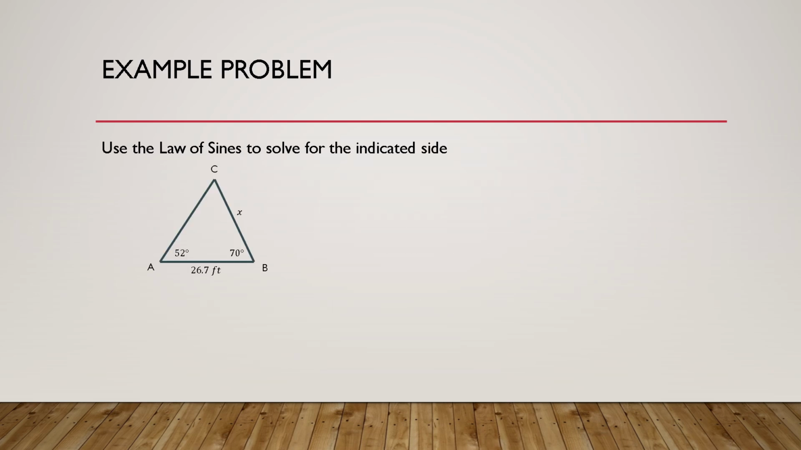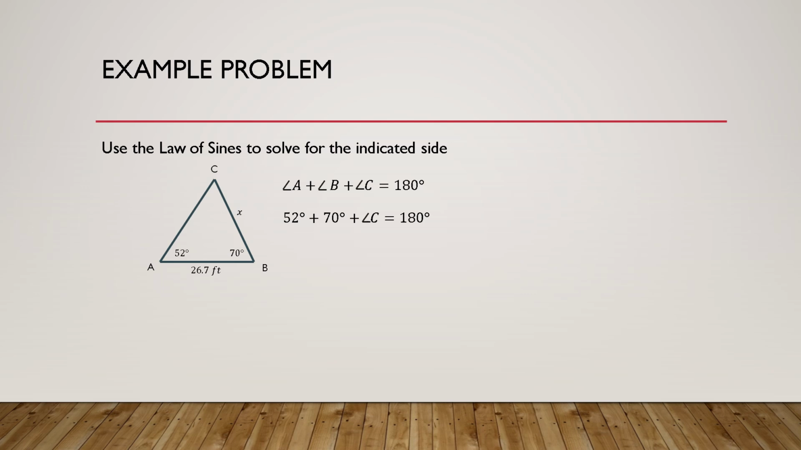In this example problem, we have a scalene triangle with two angles and one side identified. Using law of sines, we can solve for the unknown side x. The first thing we should remember from our geometry lessons is that the sum of the three angles of any triangle must be 180 degrees.